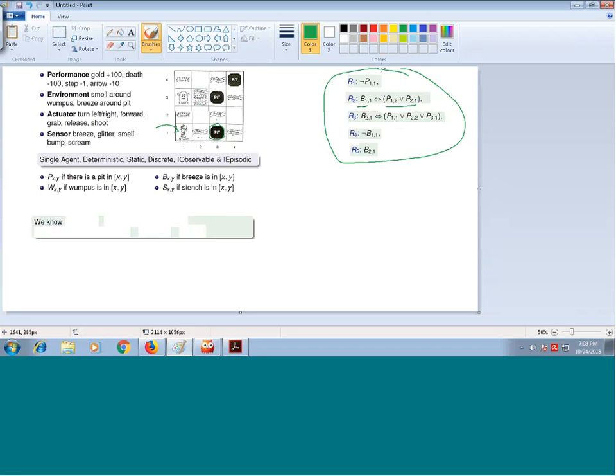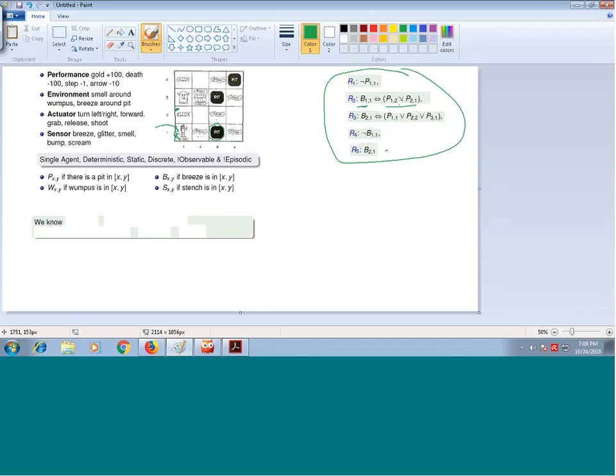That there is no pit over here, number one, and B11 is not there, meaning there is no breeze over here. B21 means here is a breeze. This is also known to you.